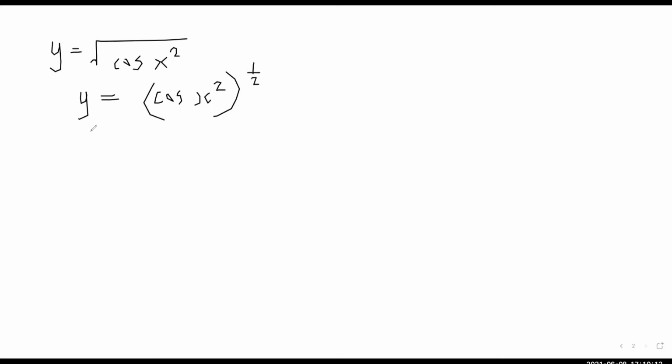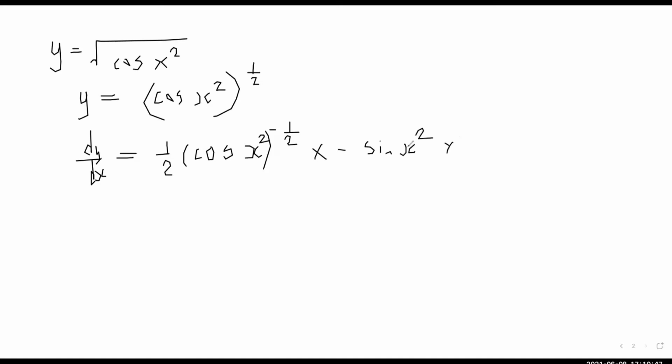Then you're able to differentiate it and write that dy over dx is equal to, you carry down the power of the half, then subtract 1 from the power of the half to get (cos x squared) to the power half minus 1, which is minus a half. Then we multiply by the derivative inside the bracket. When you differentiate cos, you get negative sine x squared. But then you have to multiply by the derivative of x squared, which is 2x.